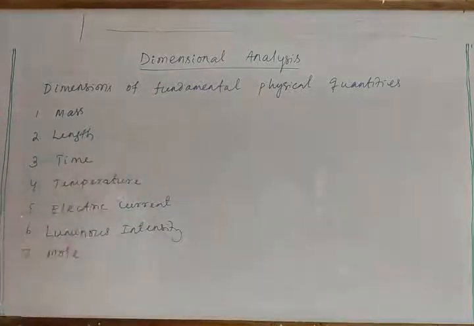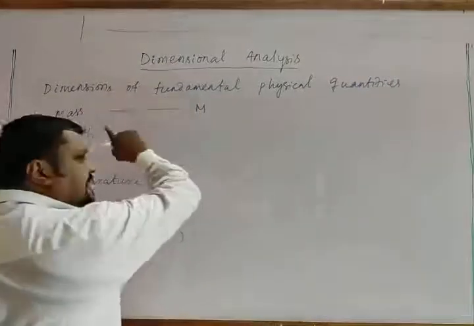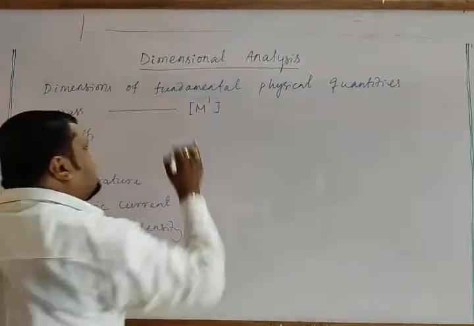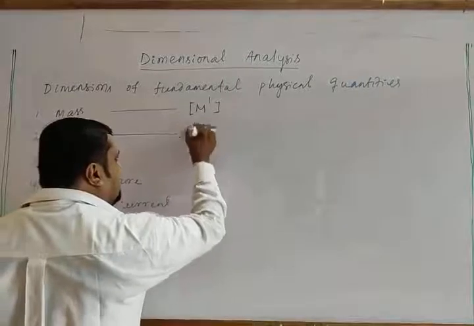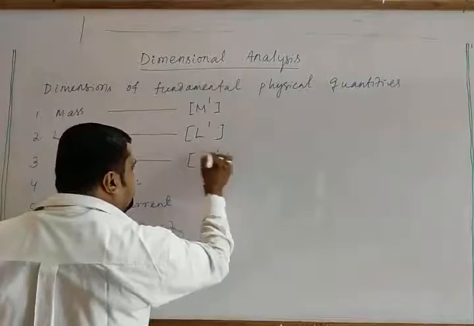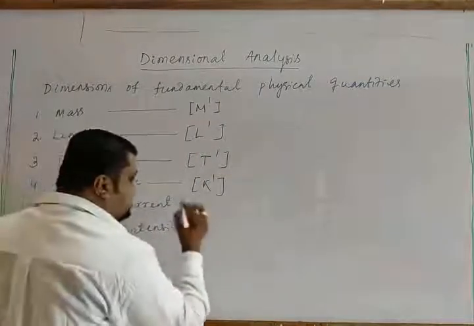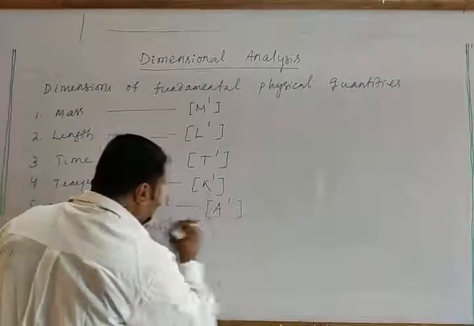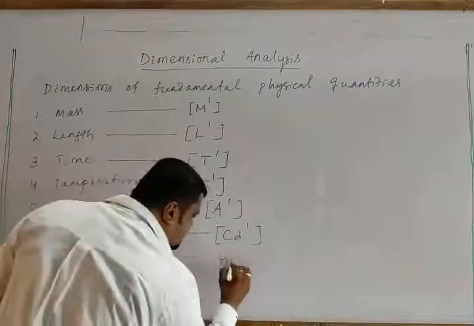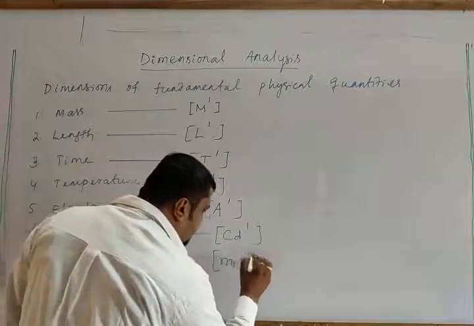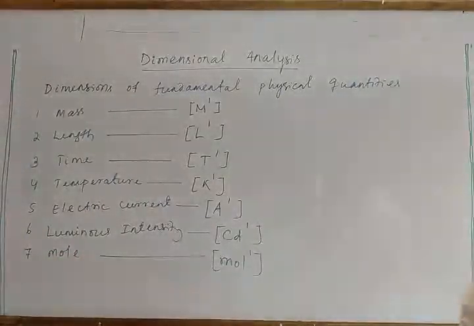And the dimensions of these 7 fundamental physical quantities are like this. For mass, it should be written in capital letter M with its power 1, so I will write [M1] with a square bracket. This is how we write the dimension of a fundamental physical quantity. For length, capital L with 1 time. For time, capital T, T1. Clear? Then for temperature, it should be K for Kelvin, power 1. For electric current, it is ampere, so capital A with 1. Luminous intensity, candela, written CD with 1. And mole, MOL with power 1. Okay, so the units are like that.